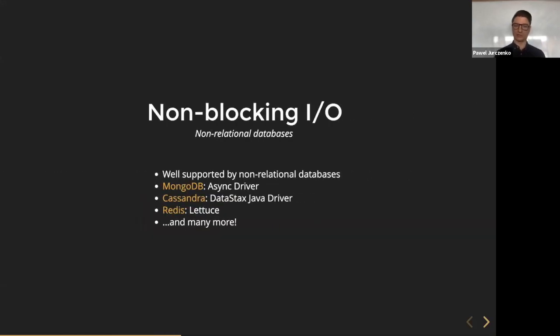Okay, when it comes to performing a non-blocking communication with non-relational databases, we usually don't have a problem as well, because most mainstream non-relational databases have non-blocking clients to the databases. So for example, in case of MongoDB, we have Async driver. In case of Cassandra, we have DataStax Java driver. We have Lettuce for Redis, and we have many, many more. So usually when it comes to non-relational databases, we don't have a problem with non-blocking communication.